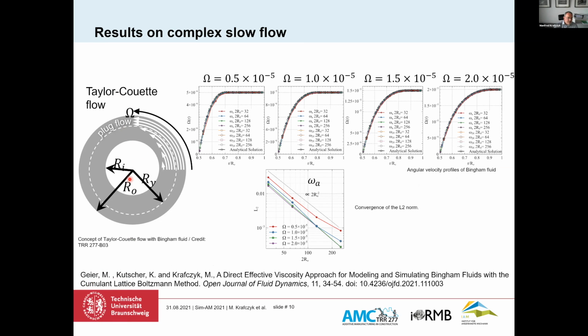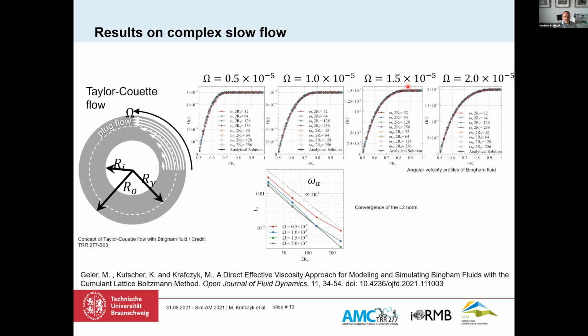So you have an inner cylinder that's rotating, or an outer one, depending on your frame of reference. And it's well known that you have a plug flow because you have shear thinning flow. So here in the outer part, shear stress is lower, and then you start getting a plug flow. So that's a non-trivial phenomenon. It's not comparable to the simple Newtonian Couette flow. And we are able to reproduce the profiles for different rotation rates with second order accuracy.